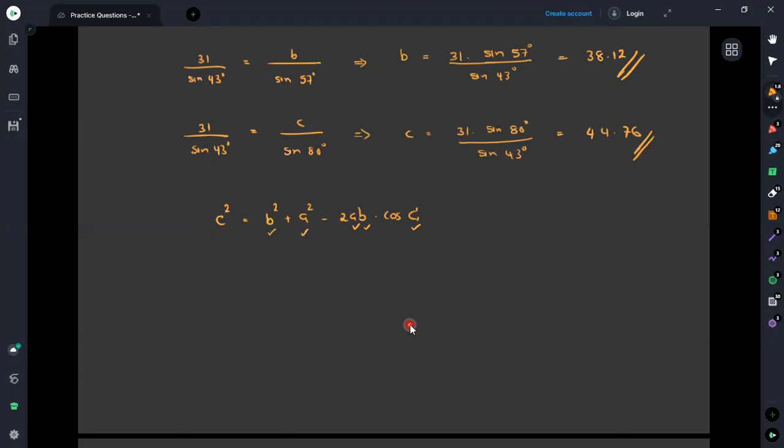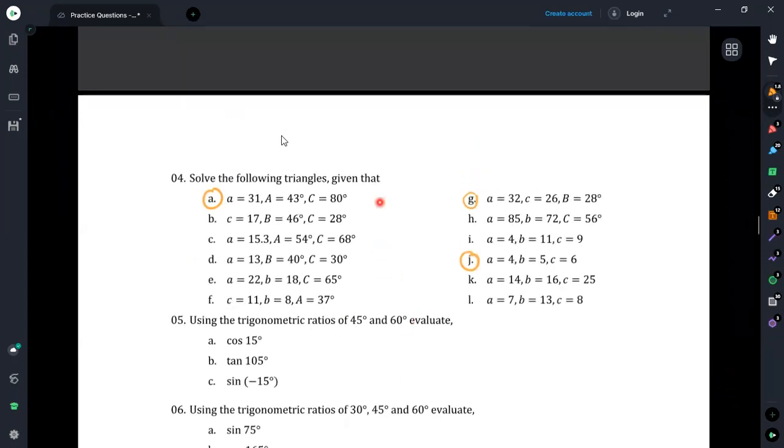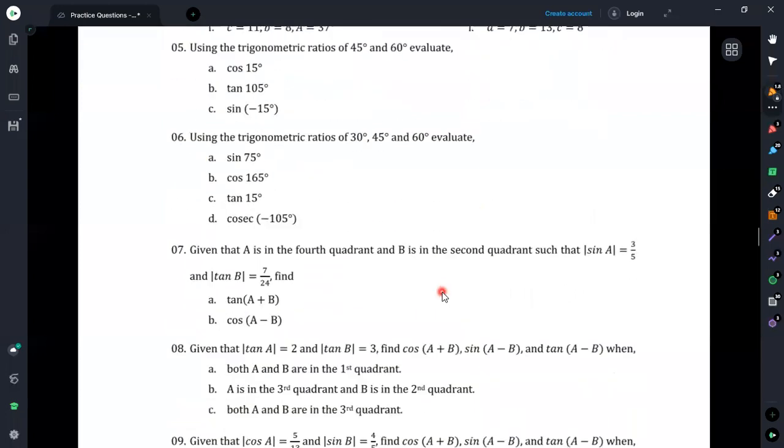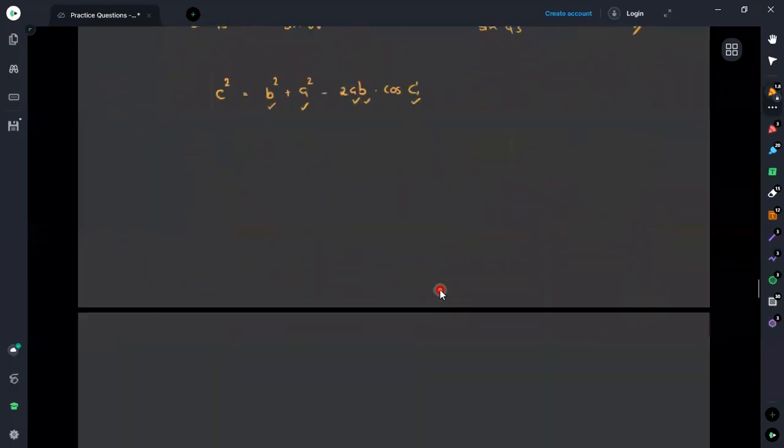Since the majority of the calculations are somewhat similar here, I will directly go to the discussion of part G. In part G, the value of A is given as 32, the value of C is given as 26. Two sides are given, and the value of B is given as 28 degrees.